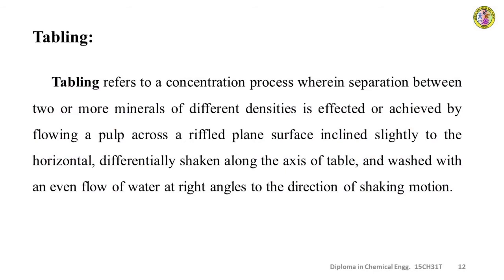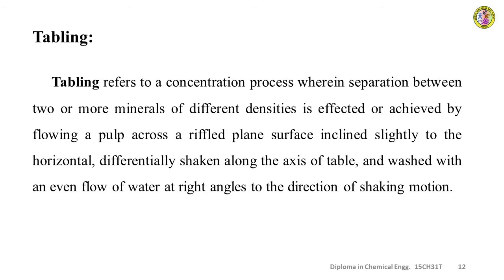So next is the tabling operation. This is another operation that separates the particles of a given solid mixture based upon a specific property. Tabling refers to the concentration process where the separation between two or more minerals of different densities is effected or achieved by flowing a pulp across a riffled plane surface, inclined slightly to the horizontal, and differentially shaken along the axis of the table. That shaking causes the washing of the particles at right angles to the direction of the shaking motion.